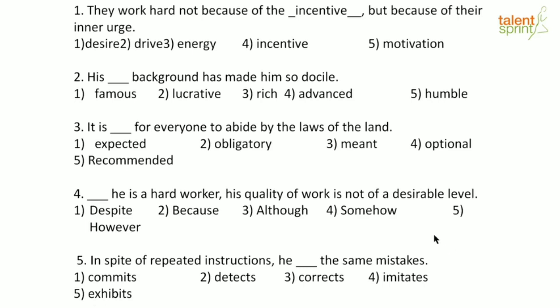Let's move on to our second sentence. His blank background has made him so docile. Alright. Now in the second sentence, there is another word that is acting as a clue word, which is nothing but docile. Right? Docile comes from the word domestic. Okay, so docile is somebody who's very timid, not just timid, rather would be shy, but we're talking about somebody who's very meek, right?